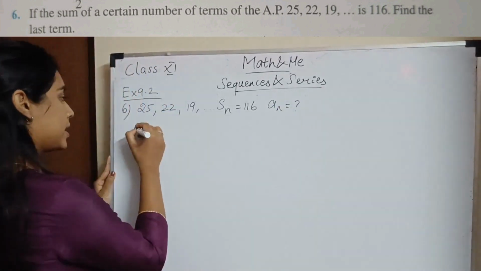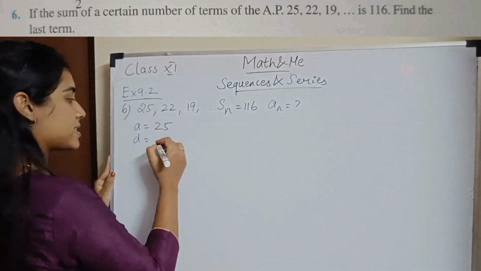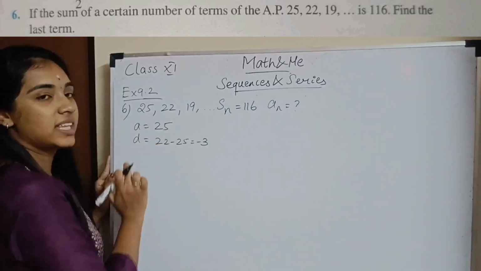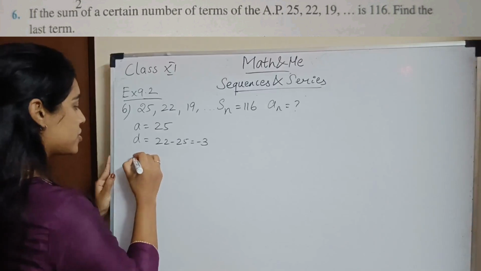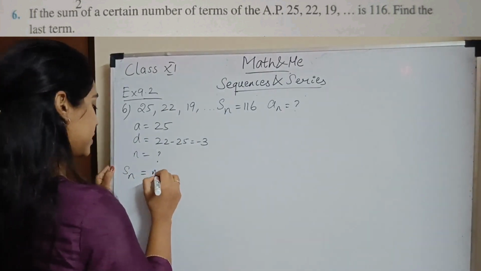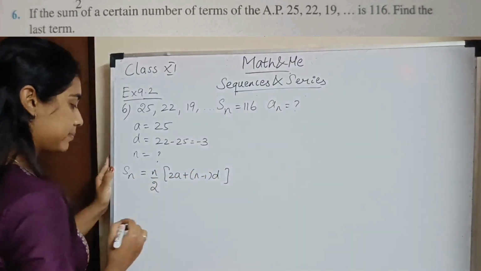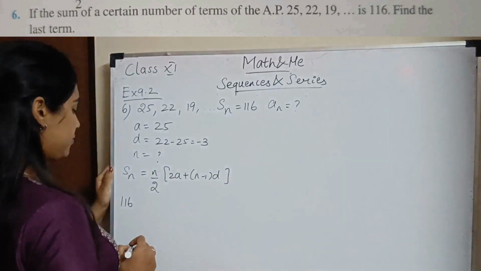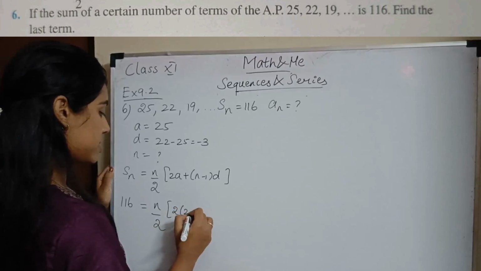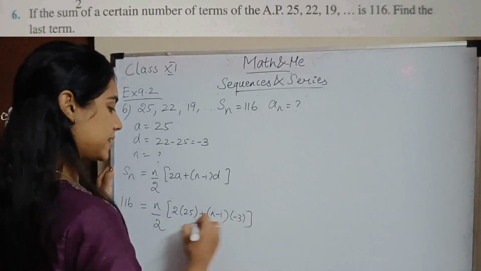So let us solve. a equals 25, the first term. d equals a2 minus a1, so it's 22 minus 25, which is minus 3. What is your n? You do not know. You have your Sn, so let's substitute into the formula. Sn equals n by 2 of (2a plus (n minus 1) times d). So 116 equals n by 2 of (2 times 25 plus (n minus 1) times minus 3).